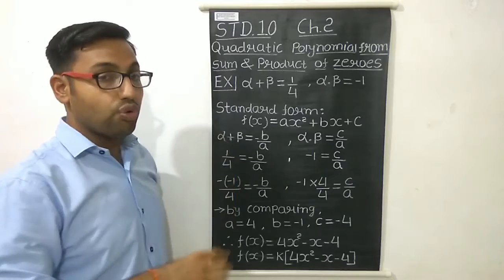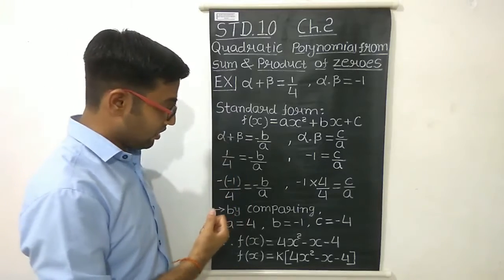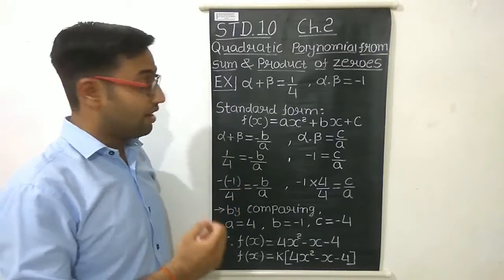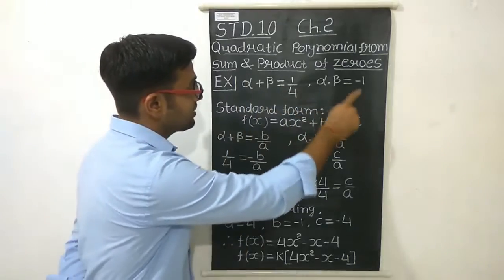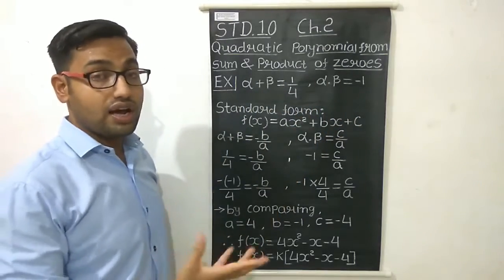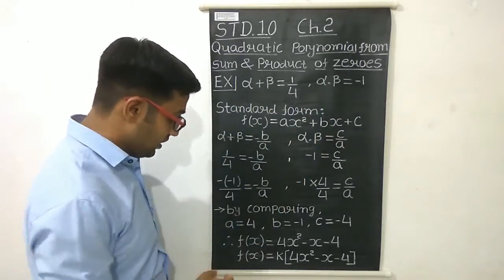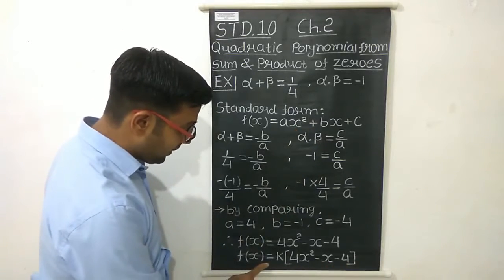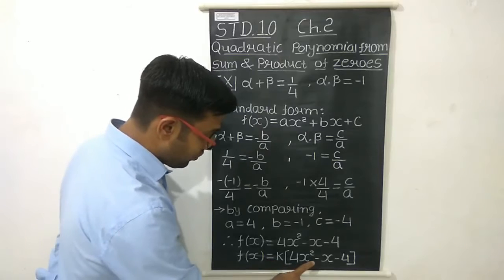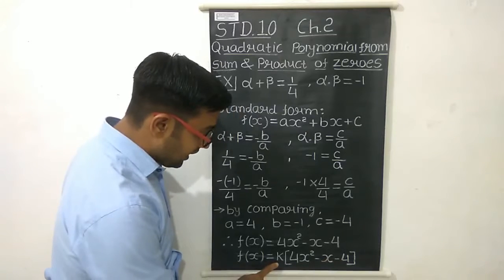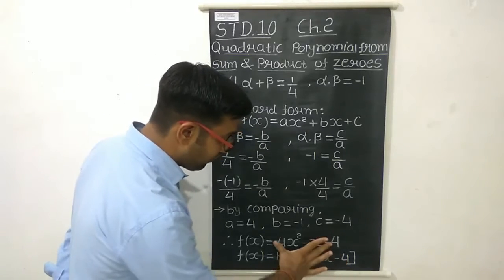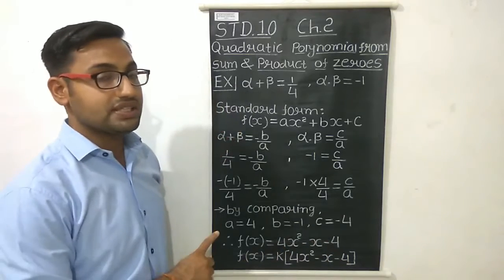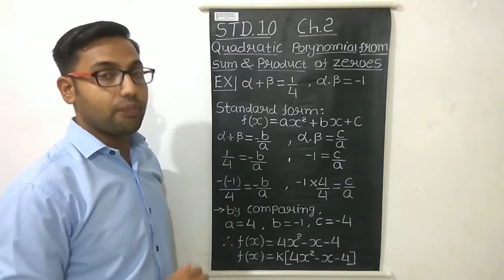But there are also more polynomials that satisfy this condition. And what are those polynomials? See, this is another kind of polynomial. F of x is equal to k times 4x square minus x minus 4. This k is multiplied with the whole polynomial. And what is k? K is a real number.